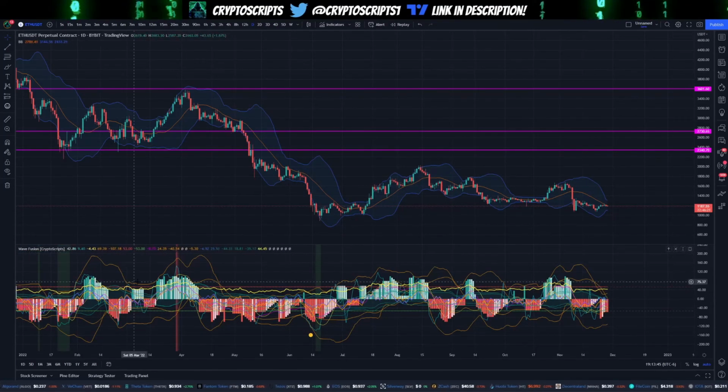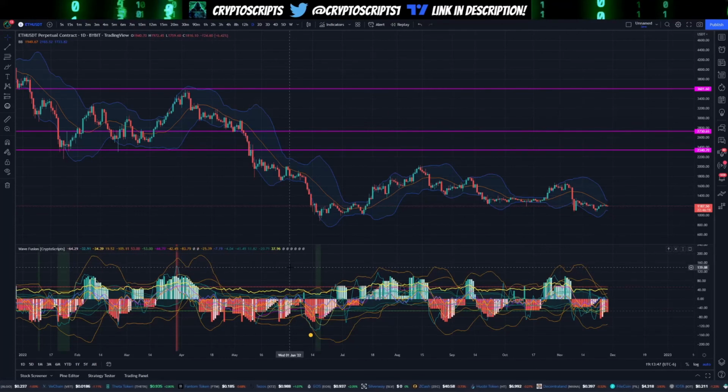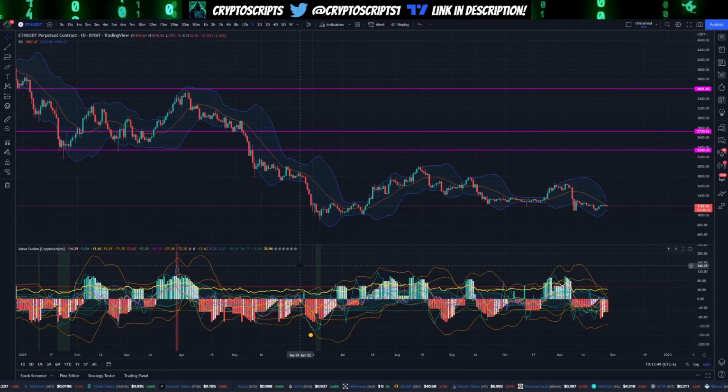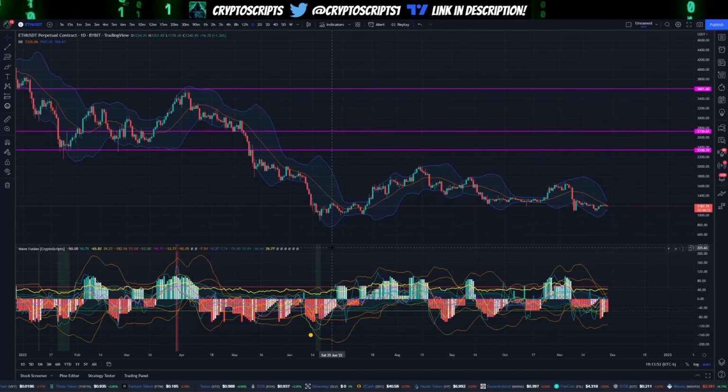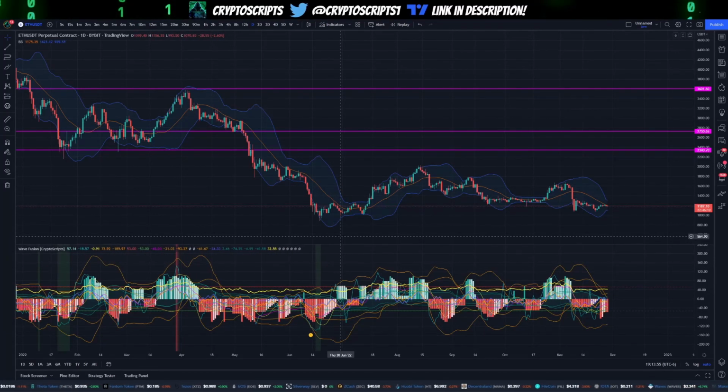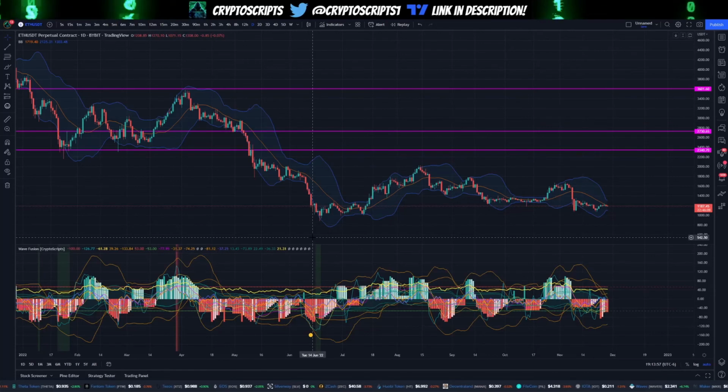The wave fusion is definitely a great indicator to have. A lot of people like to compare it to other indicators like the market cipher. It does actually call moves earlier than market cipher, believe it or not. So it is definitely a good indicator, and I put a lot of work into this.